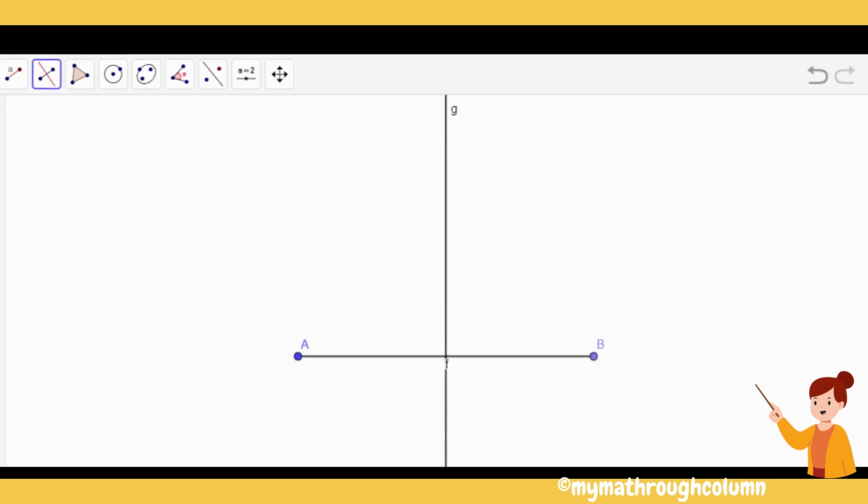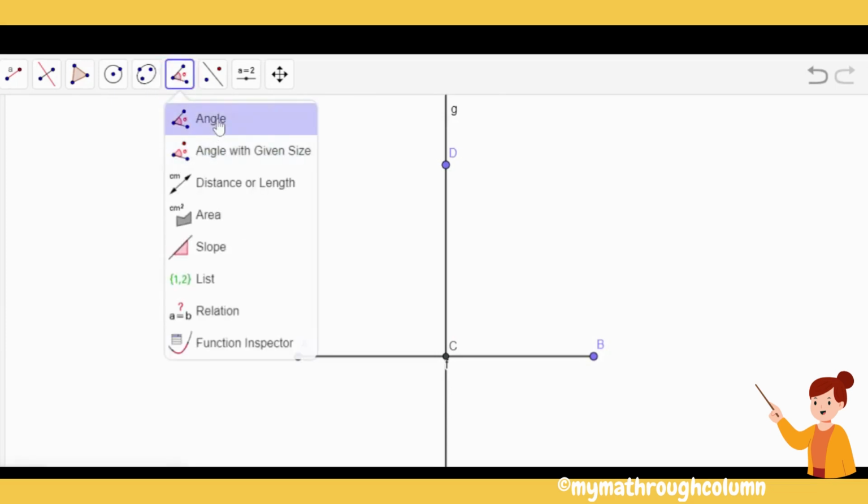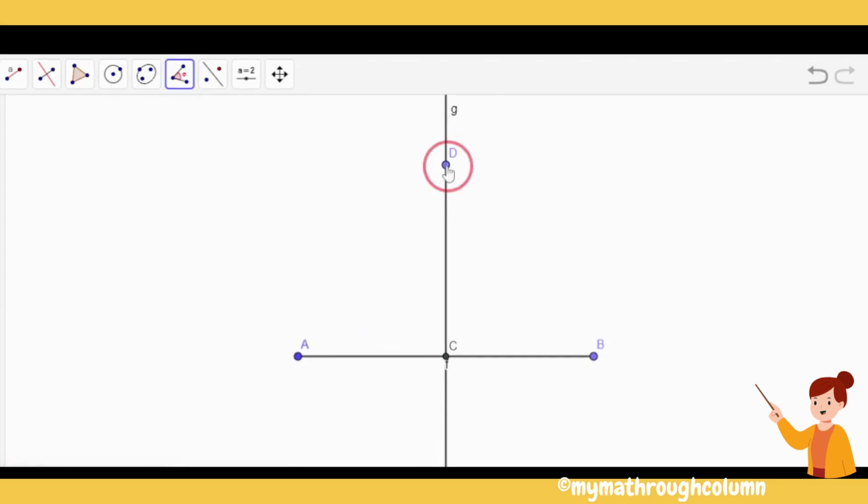You can see the line, which is dividing AB into two parts. This is the perpendicular bisector of AB. We can always check whether it is the perpendicular bisector or not. We can name the point of intersection here as C. We can also give a name to any point here as D. And we can check the measure of angle ACD. We can see this is 90 degrees.